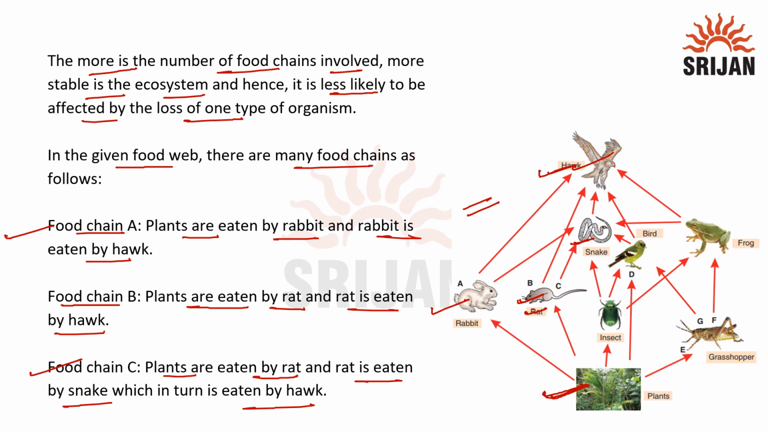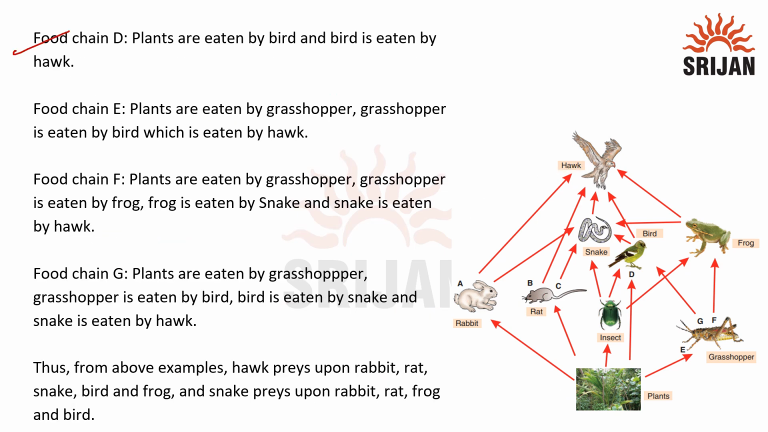Next we have food chain D, in which plants are eaten by bird and bird is eaten by hawk. Let's see it over here. Plant eaten by bird and bird eaten by hawk.